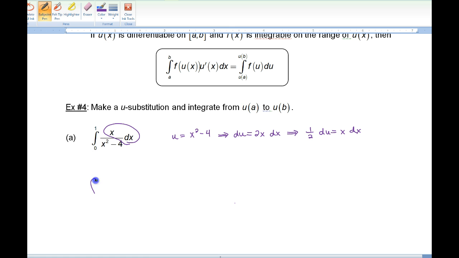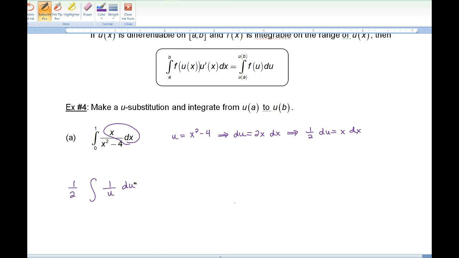So I'm going to rewrite this. Don't put the bounds in yet. This is going to be 1/2 out in front, 1 over u du. Let me pause there for a moment. Didn't put in the 0 and 1. I know, I don't put in the bounds yet. Done. Thanks, Paul. Perfect.